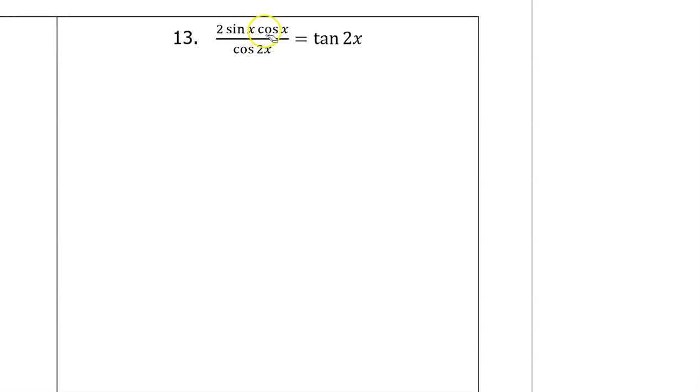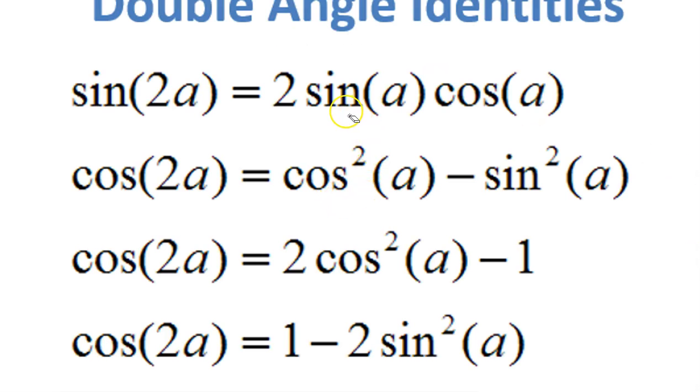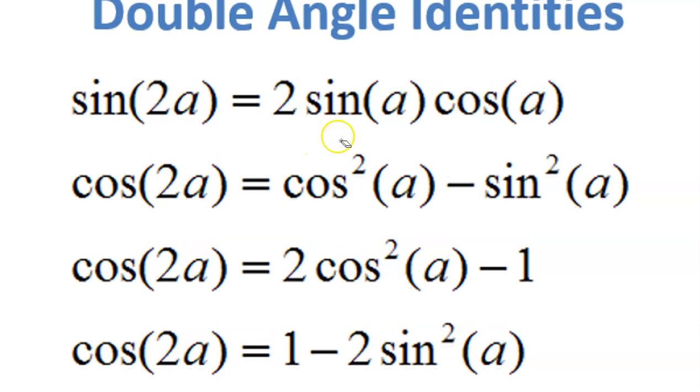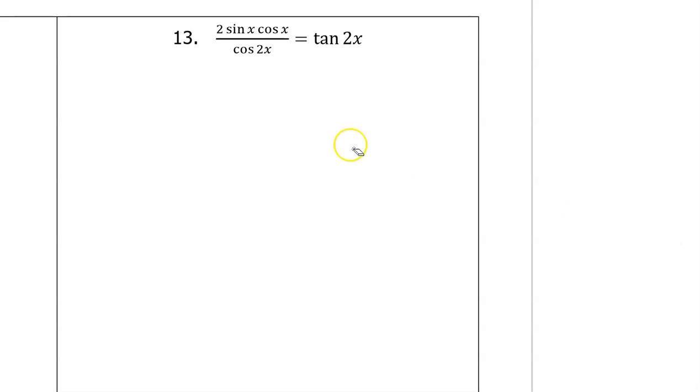When I see 2 sine cosine, that's ringing a bell. If I look at my double angle identities, the formula for sine 2x is 2 sine cosine. So 2 sine cosine is the same thing as the sine of 2x. So the quickest thing to do would be to actually make that substitution.